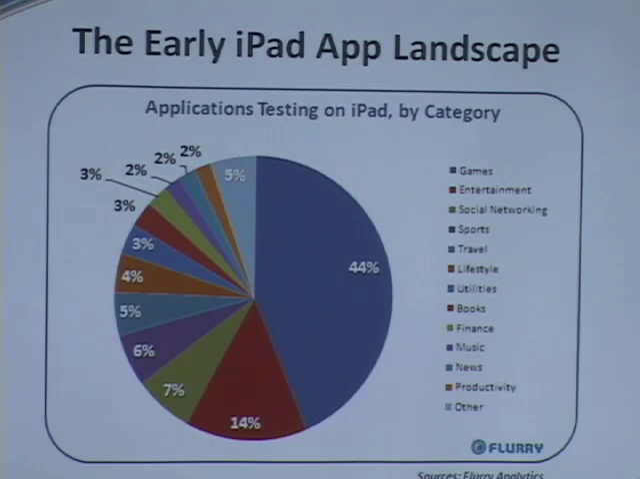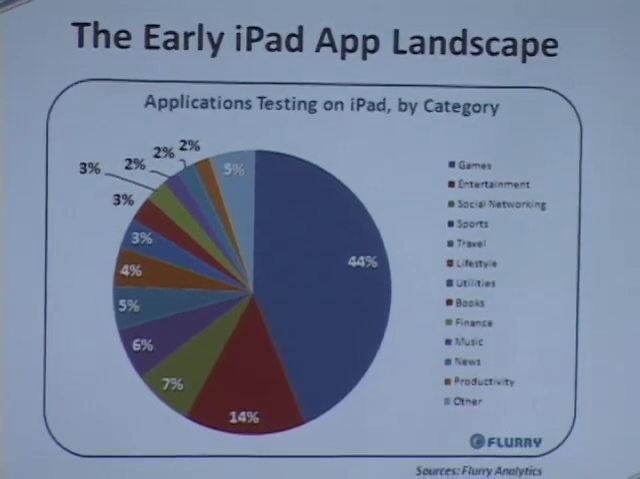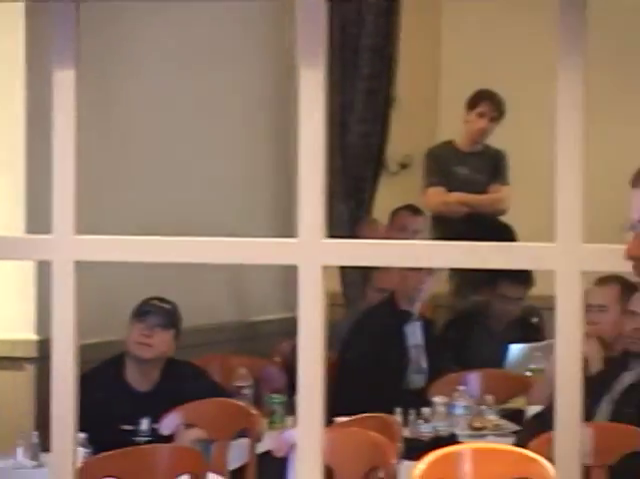What's the 44%? 44% is games. Of the applications testing on the iPad, 44% of them were in the games category, and that's all the subcategories as well. And 14% is entertainment? Yeah, 14% is entertainment, 7% is social networking, sports just behind that at 6%, travel at 5%, and then lifestyle, utilities, books, all much smaller, and music, news, productivity at the smallest.